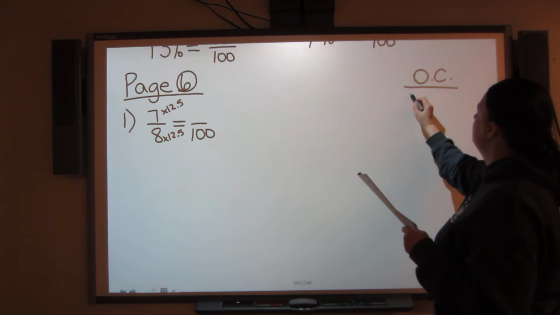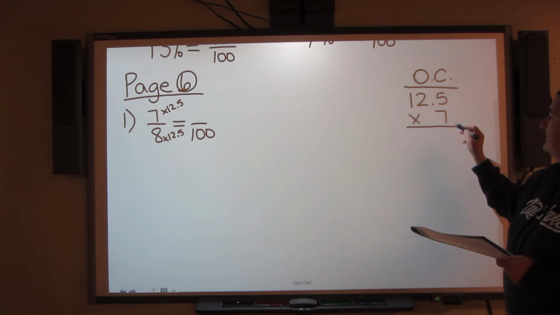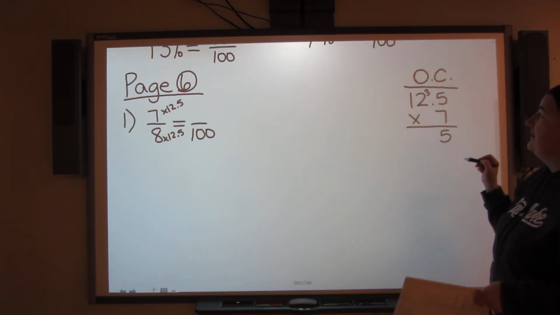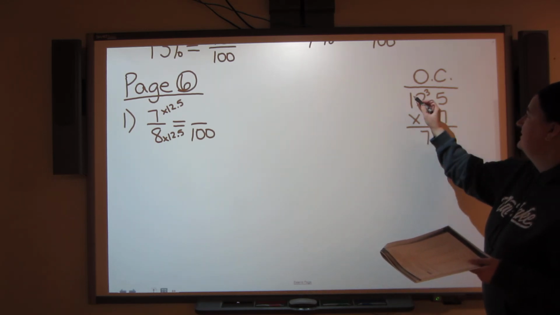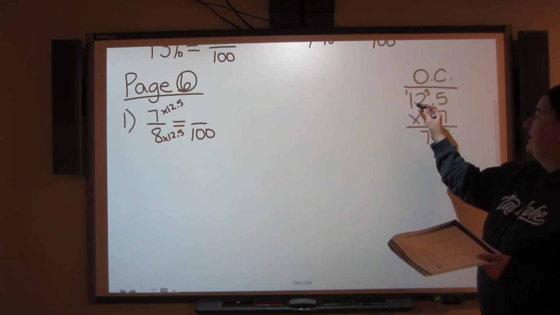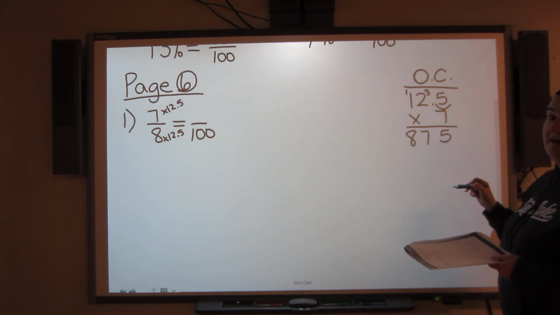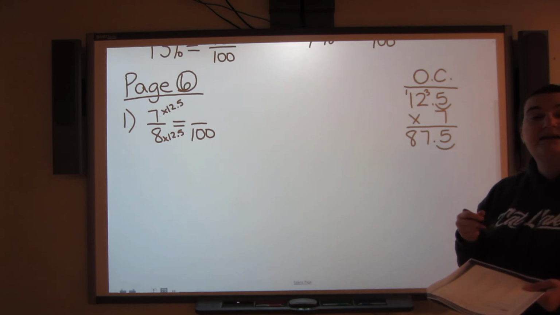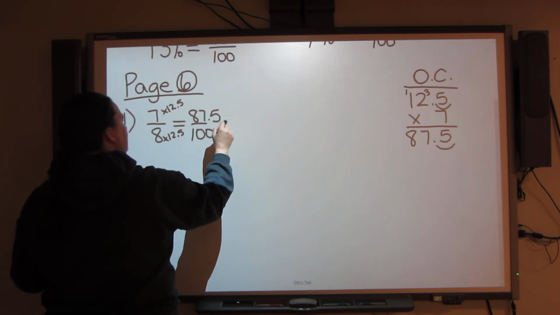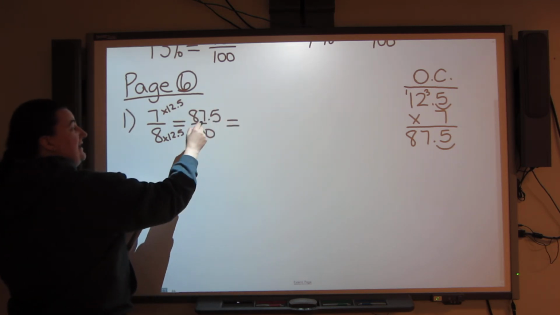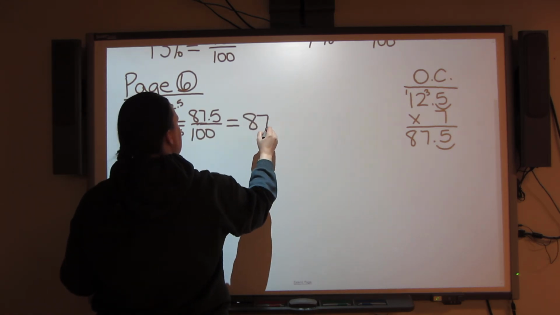We'll do an outside calculation where I take my 12.5 times by 7. 7 times 5 is 35. Carry your 3. 7 times 2 is 14, plus the 3 that you carried is 17. Carry your 1. 7 times 1 is 7, plus 1 is 8. I have 1 decimal spot in my question, so I'll have 1 decimal spot in my answer. So now I have 87.5 which means that's my new percentage. Remember that if you have a denominator of 100, whatever's on the top, that's your percentage.